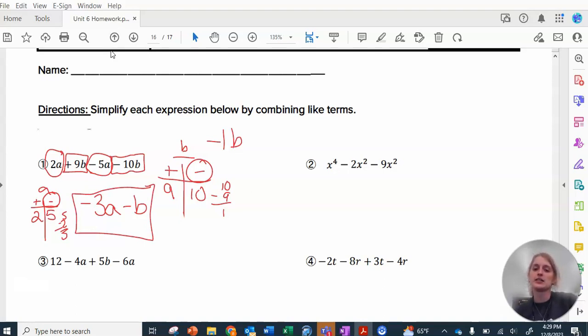When you have things like in number 2, we have x to the power of 4. And then we have x to the power of 2's.